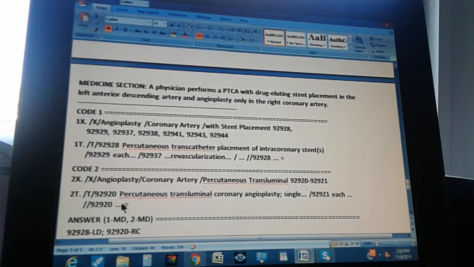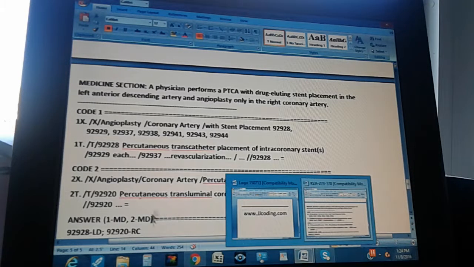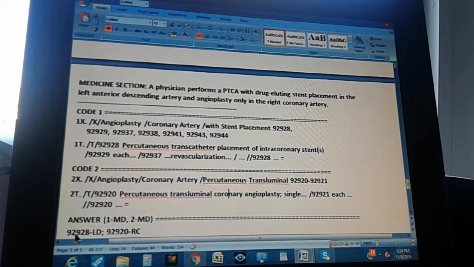So that's the summary to our problem, and our answers again are 92928, and the modifier is LD, and the second answer is 92920, and the modifier is RC.